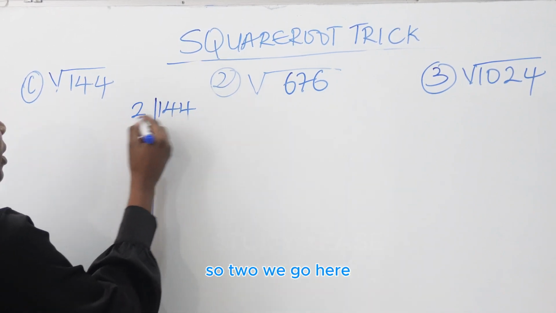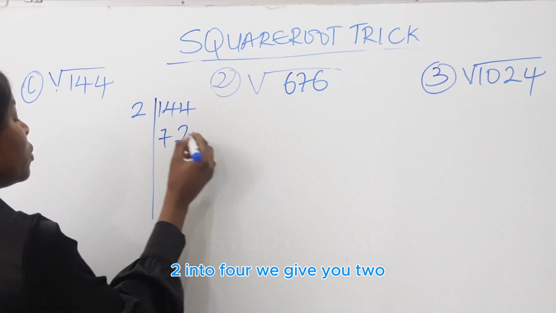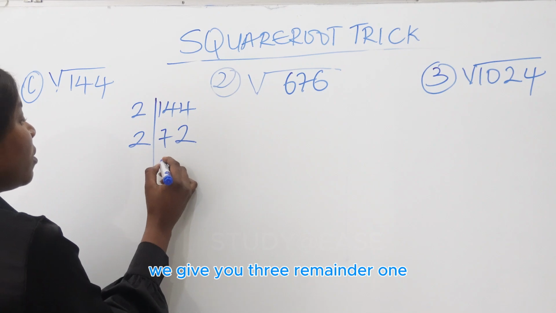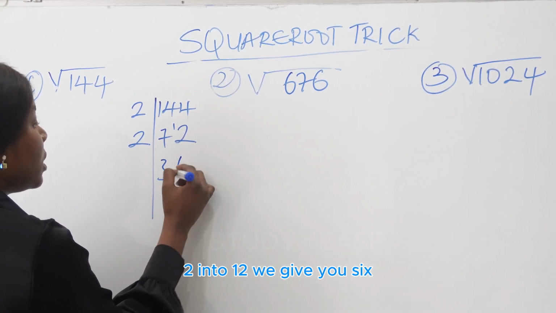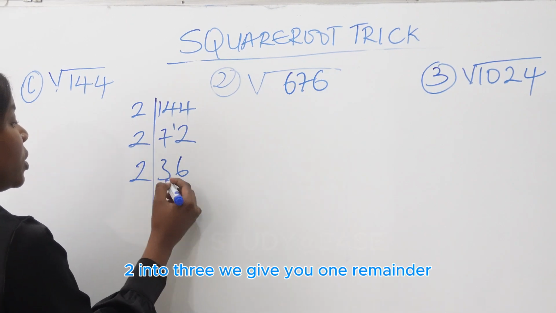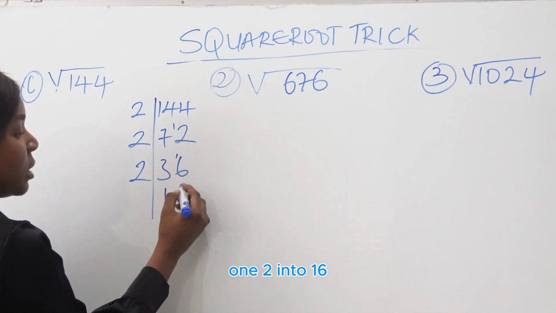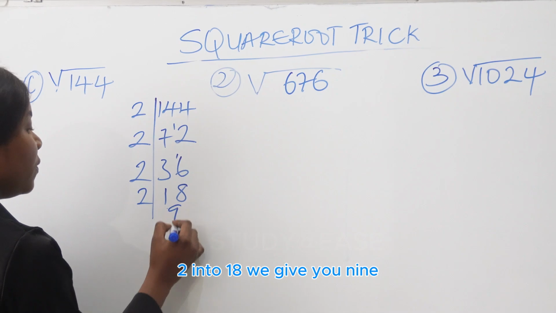So 2, we go here. 2 into 14 will give you 7. 2 into 4 will give you 2. 2 here. 2 into 7 will give you 3, remainder 1. 2 into 12 will give you 6. 2 into 3 will give you 1, remainder 1. 2 into 16 will give you 8. 2 into 18 will give you 9.